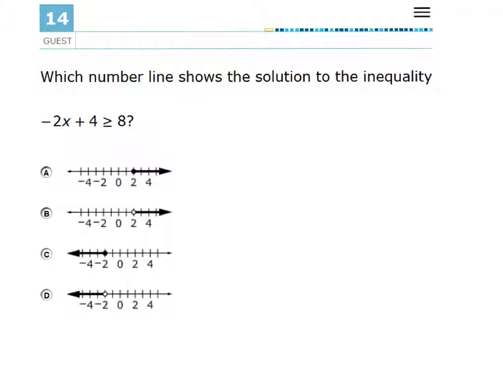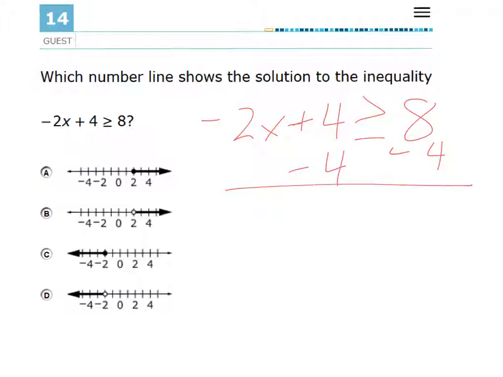For question number 14, which number line shows the solution to the inequality negative 2x plus 4 is greater than or equal to 8? So we take the negative 2x plus 4 is greater than or equal to 8. Your first step is to isolate the constant, so we subtract 4 from each side. And we're left with negative 2x is greater than or equal to positive 4.